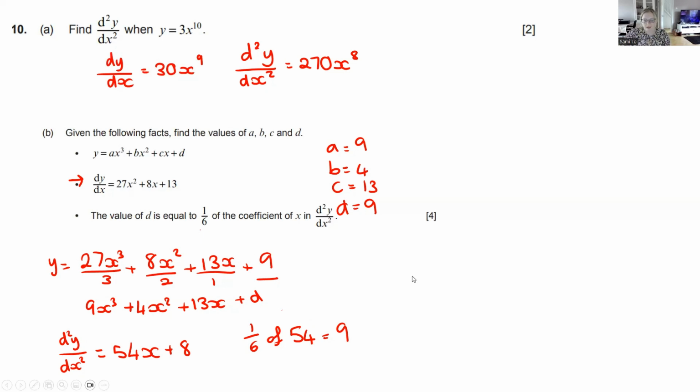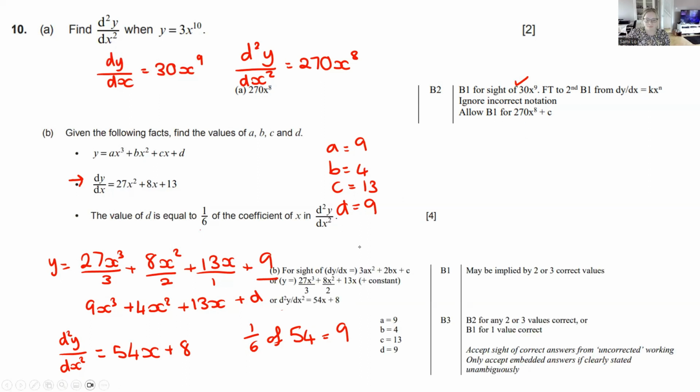6 marks on the page for these ones. The first one, B1 for the sight of 30x to the power of 9. Straight away we've got that. And then the second one, we just needed the B1. Oh, there's the B2. I couldn't find it then because I'd written slightly over it. If you did put a plus C, they allowed you 1 mark, but just be aware that plus C means it's only for integration. So we shouldn't be writing plus C at all.